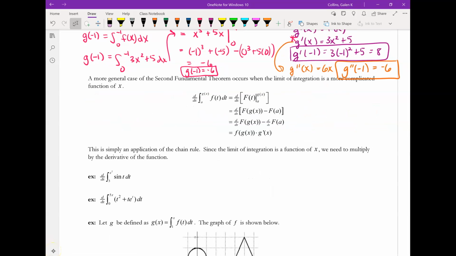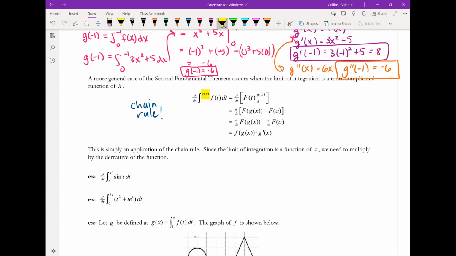So of course there's a more complicated possibility, and that is when we have to use the chain rule. But don't panic, it's not that bad. This is the same chain rule from when we take a derivative. So when this happens, it's when our limit of integration in our accumulation function is not merely an x. It's a function of x.